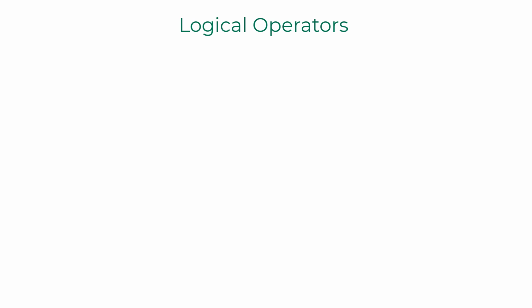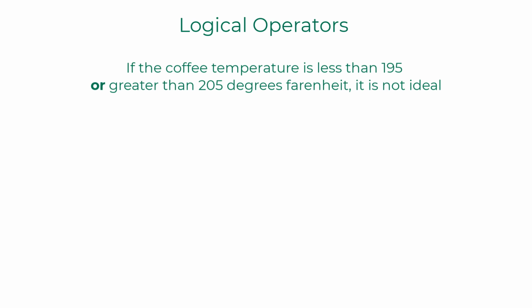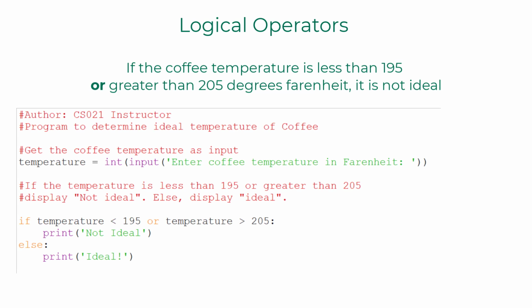Now let us consider this statement. If the coffee temperature is less than 195 or greater than 205 Fahrenheit, it is not ideal. Python code is very close to English language. Let us write a program by translating this statement into a compound Boolean expression in Python. If temperature is less than 195 or temperature greater than 205 colon, enter the scope of this if statement, print not ideal, else colon, print ideal.